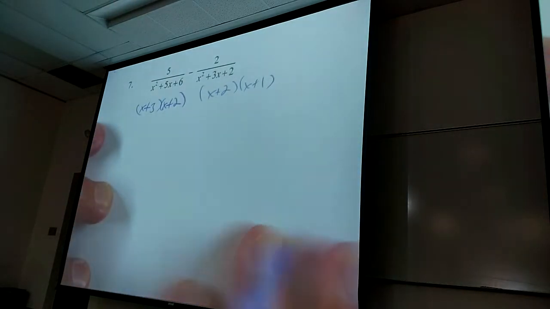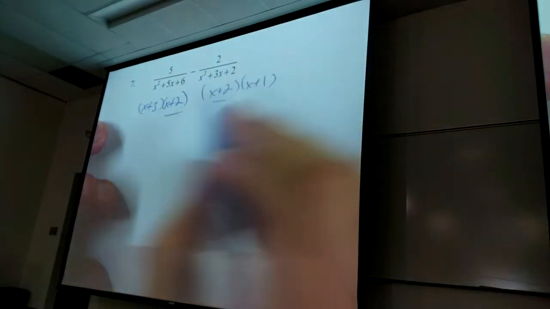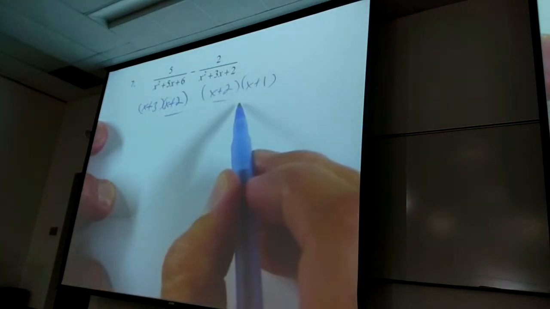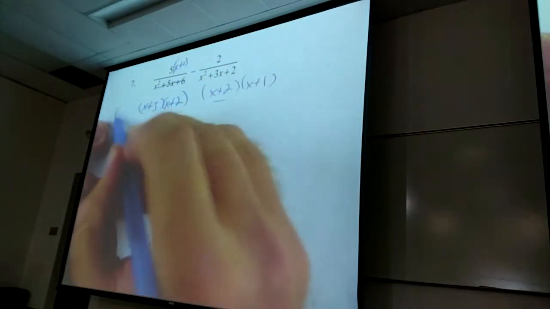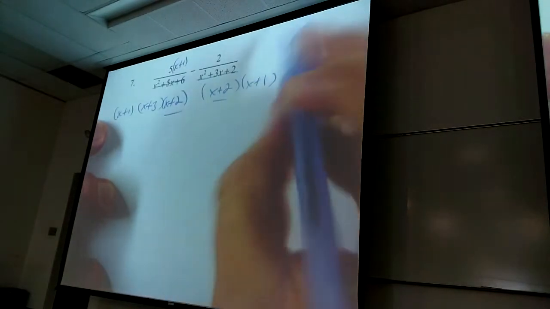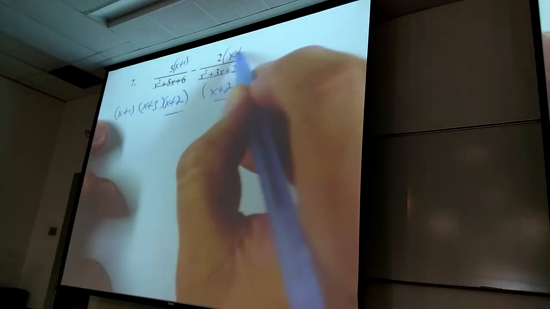What do they both have in common already? They both already have an x plus 2. What does this first one need that the second one's got? x plus 1. Good, so you give him an x plus 1. What's the second one missing? x plus 3. So you give it to him.